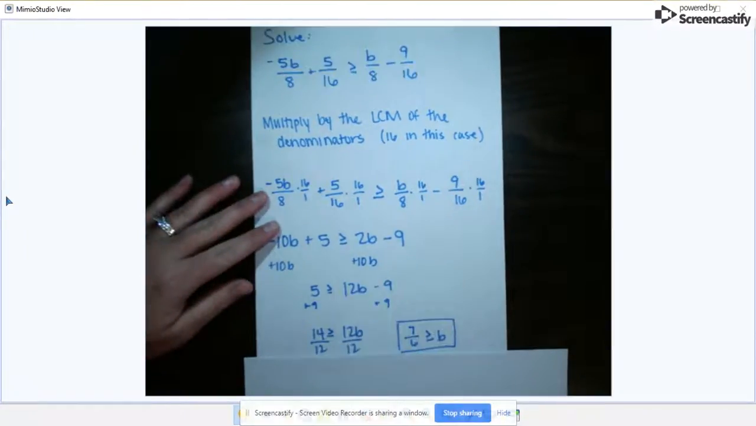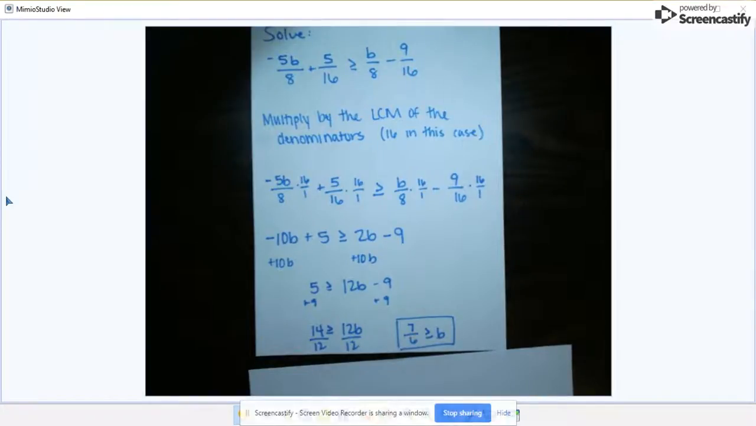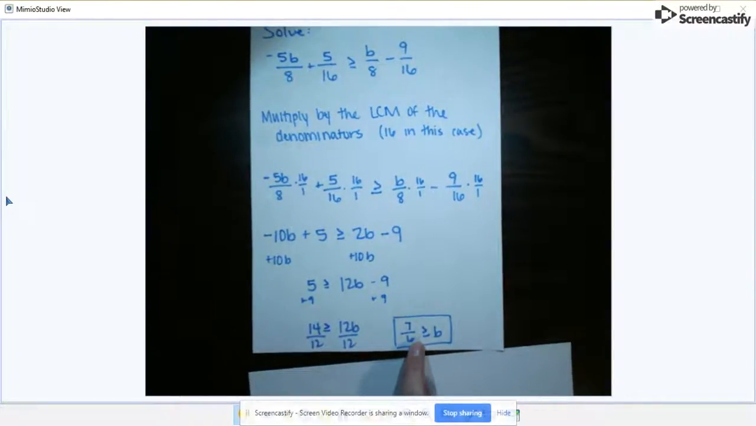And then we divide by 12. 14 over 12 obviously does not come out nicely, but you can take a 2 from both 14 and 12 to give you 7 over 6. So you have b is less than or equal to 7 over 6.